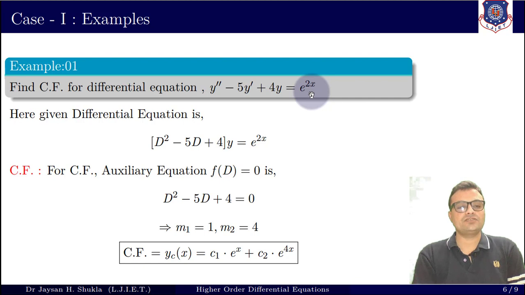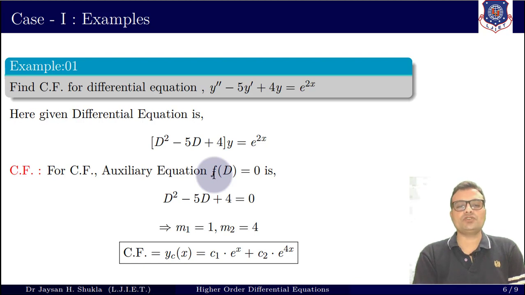So the first thing is to convert this equation into operator form. As I told you already, y double dash is simply D square of y, minus 5y dash is minus 5D times y, and 4y is simply plus 4y. You can write this type of formulation for the given differential equation directly, and it is equal to e raised to 2x.